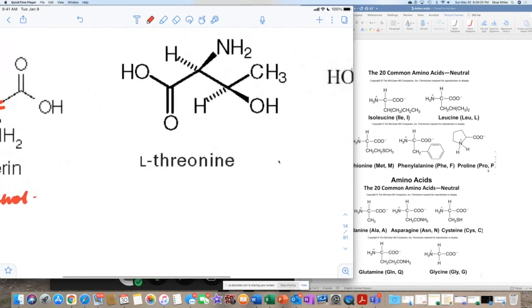What about this one here? This is my alcohol group. This is my carbon, my alcoholic carbon, right? And this alcoholic carbon is attached to two other carbons right here and right here. So this is going to be a secondary alcohol.